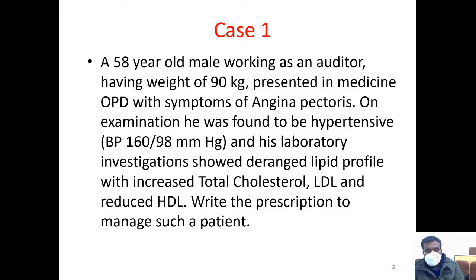So here what are the points you are noting down? It's a 58-year-old male, and he has the symptoms of angina pectoris, like he is presenting with chest pain, and you are examining him, and you are seeing that he is having hypertension, and you are ordering him laboratory investigations, and it shows deranged lipid profile. So you have to write a prescription to manage this patient.